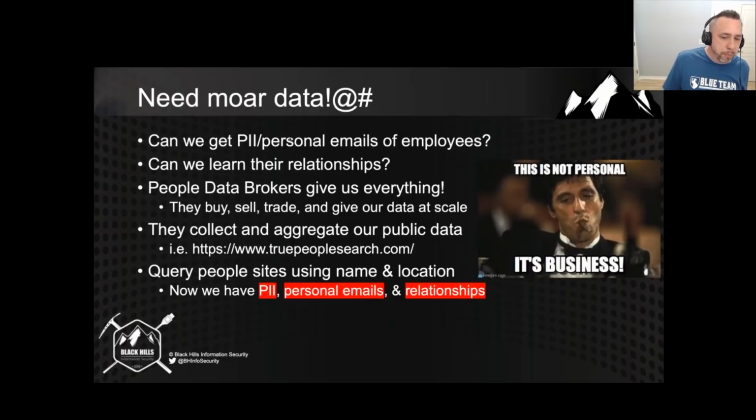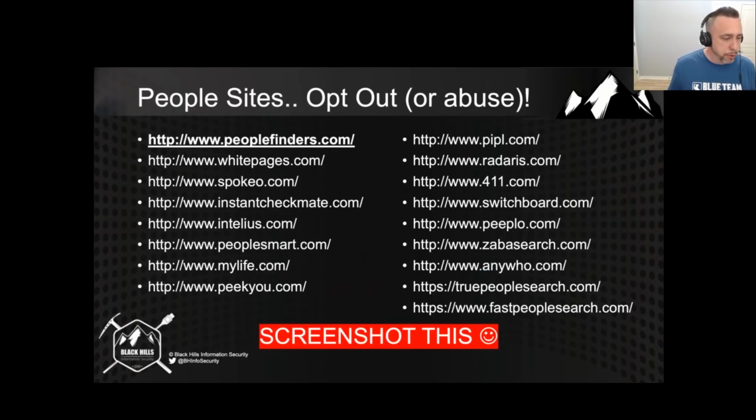With places like True People Search, now we could grab the PII, the personal emails, and the relationships because it's all readily available there. I'm going to leave this screen up just for a second. Screenshot this. It'll be in the slide deck. You want to go to each one of these and start opting out. There's a lot more. These are just the most popular.